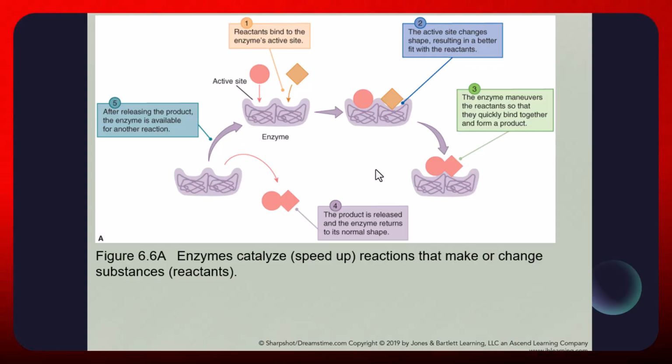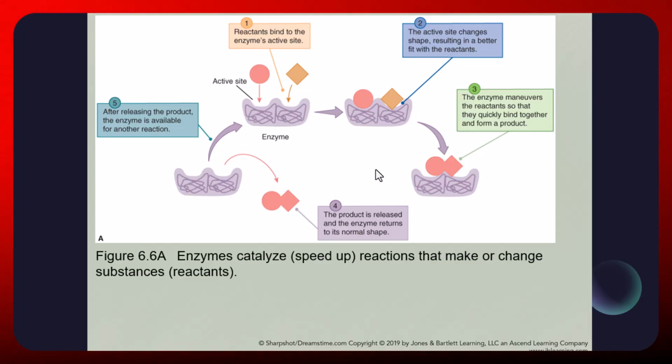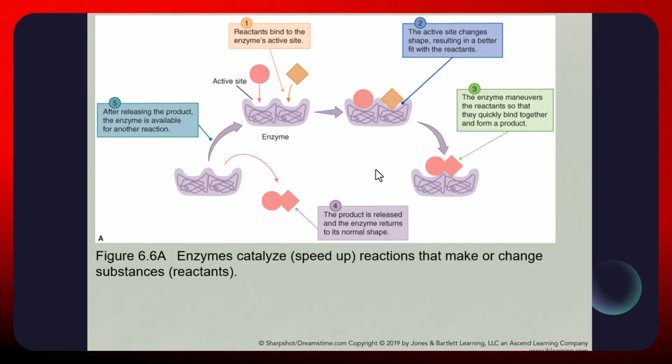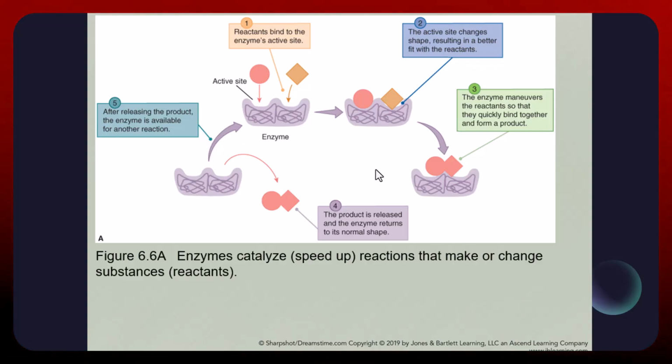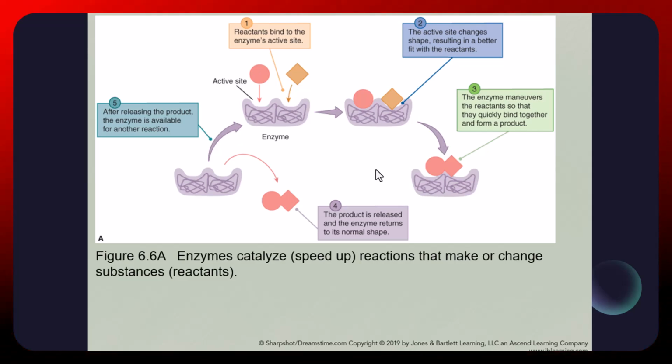So the first step of that is reactants bind to the enzyme active site, okay? They're going to bind to that. And then the active site changes shape, resulting in a better fit with the reactants. And then the enzyme maneuvers the reactants so that they quickly bind together and form a product. And then the product is released and the enzyme returns to its normal shape. And after releasing the product, the enzyme's available for another reaction. So they keep going, they keep giving, they keep working. They go from one catalyzing event to the next one.